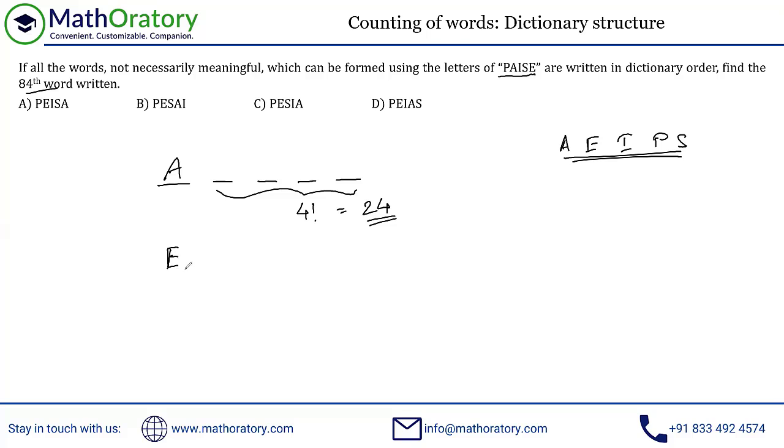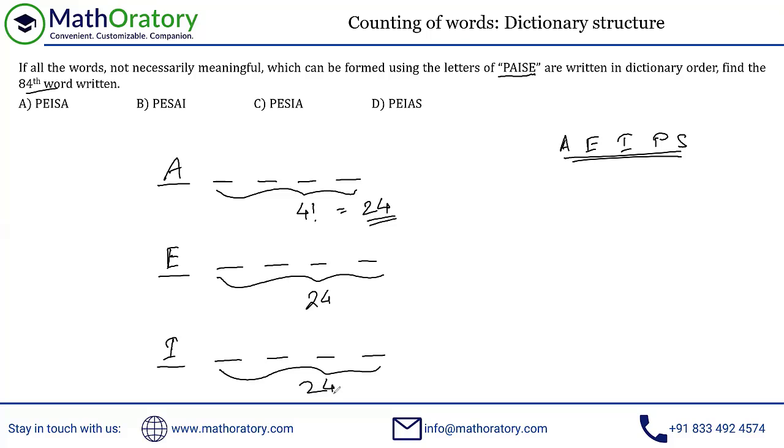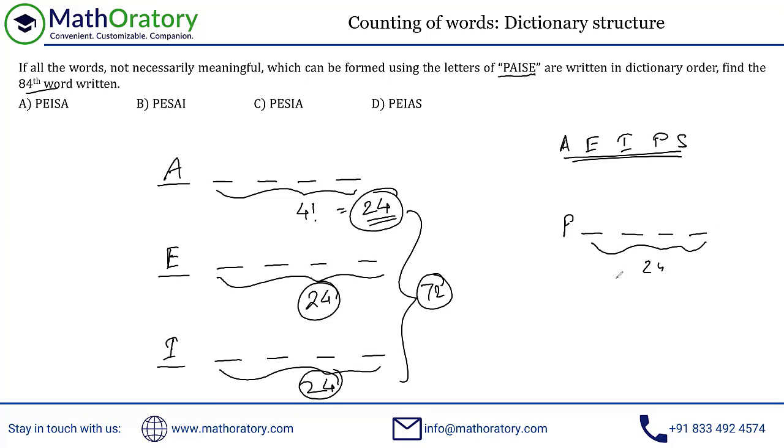Similarly, if I start with E, then again you'll have 24 possibilities of arranging the remaining 4 letters in these 4 places, right? Same thing with I. You'll have another 24 ways of arranging the remaining 4 letters barring I. Now, 24 plus 24 plus 24 is 72 words, right? So once you finish all the words that are starting with I, you have written a total of 72 words. Now, if you think about all the words starting with P, that will be another 24, isn't it? So 72 plus 24 is 96. That is exceeding what we are looking for.